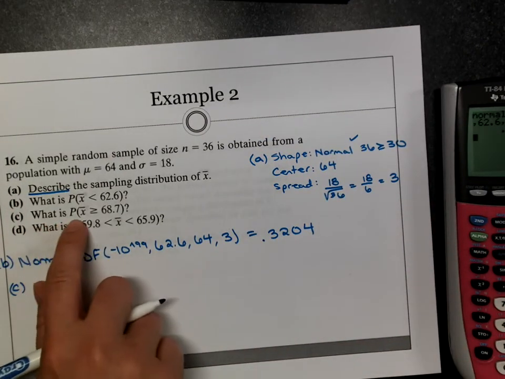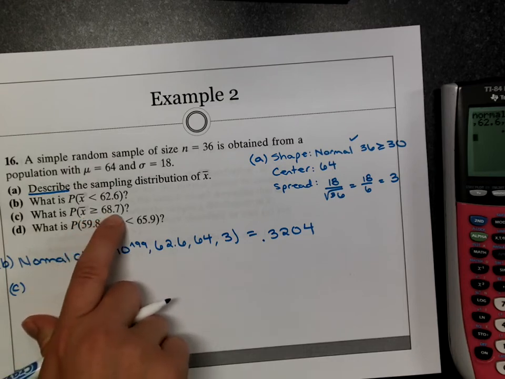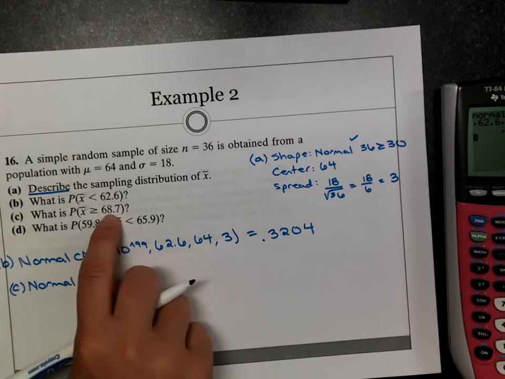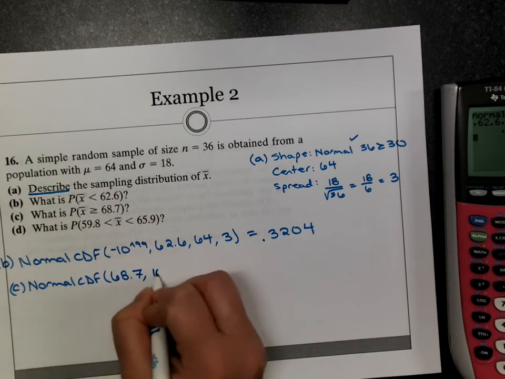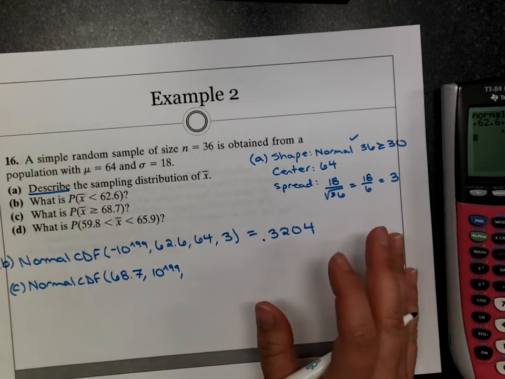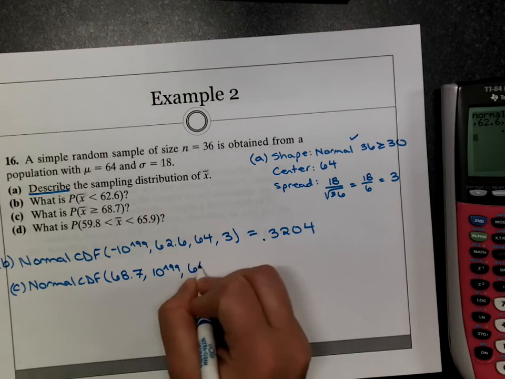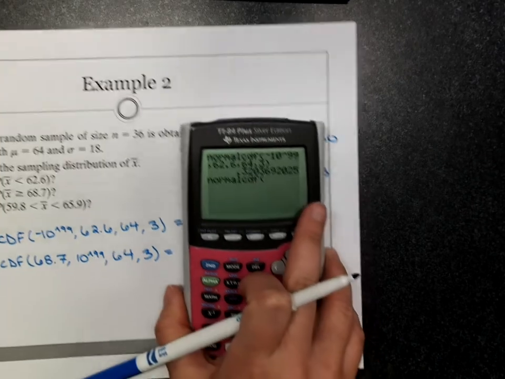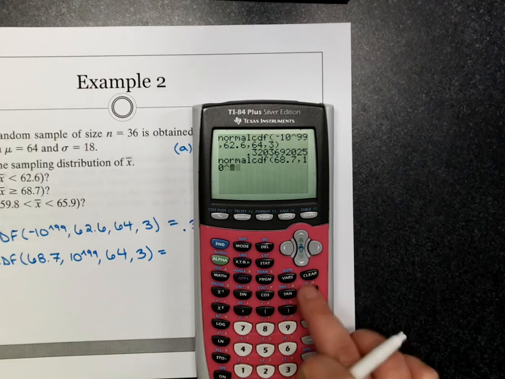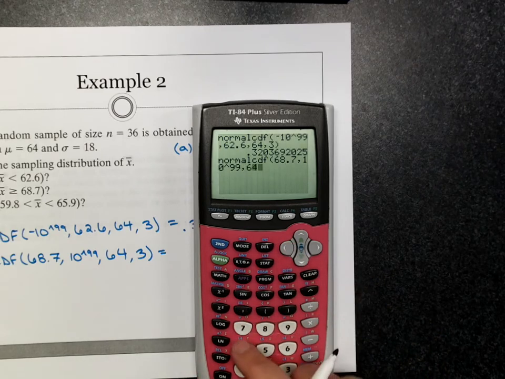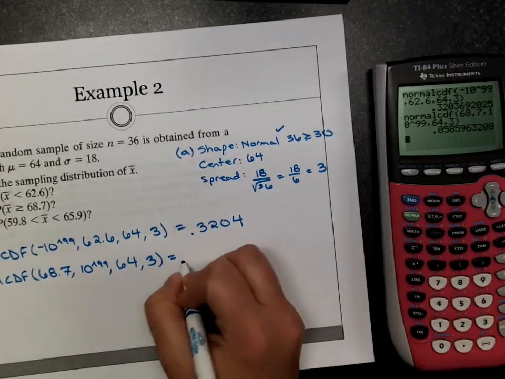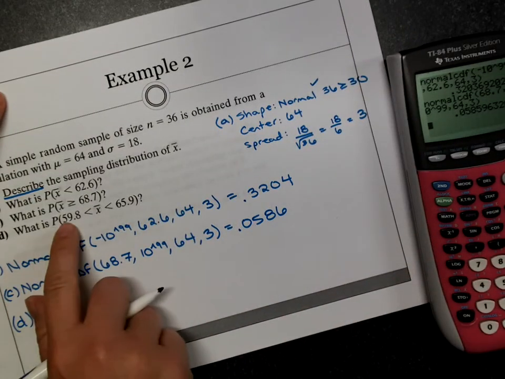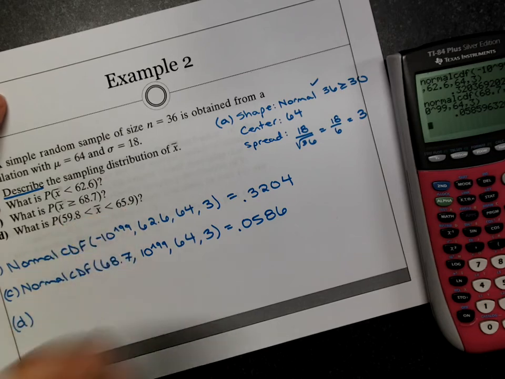Part C, what is the probability that the average is greater than or equal to 68.7? So this time I'm going to do normal CDF. Greater than or equal to 68.7 is from 68.7 to infinity. If you need to draw and shade, that's fine. There's nothing wrong with drawing and shading. I'm just skipping that step. Average of 64, standard deviation of 3. So second VARS, normal CDF, 68.7 to infinity. Same mean, same standard deviation. 0.0586.